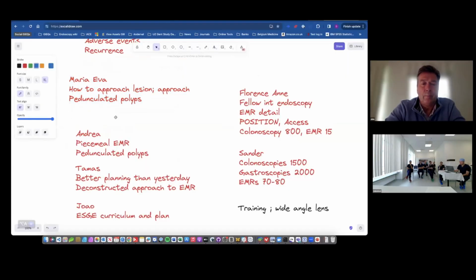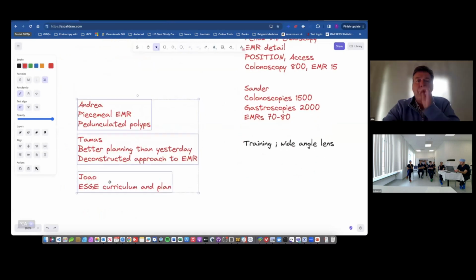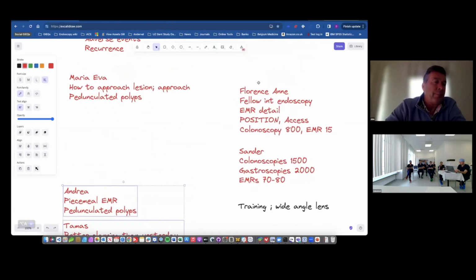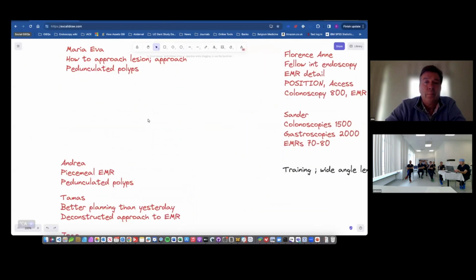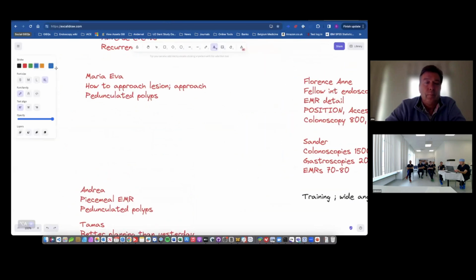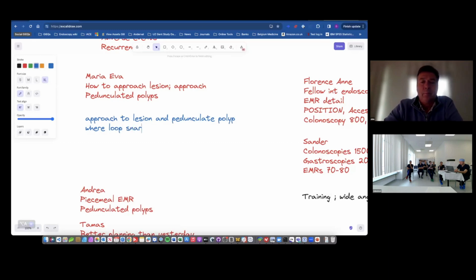From today, for sure, I have learned that I have to close the snare more for a pediculated polyp when I'm cutting it when using an endo. But that was the point: how to approach a lesion, and also a pediculated polyp, where to put the envelope and the snare, and the distance. And what John showed was really interesting.